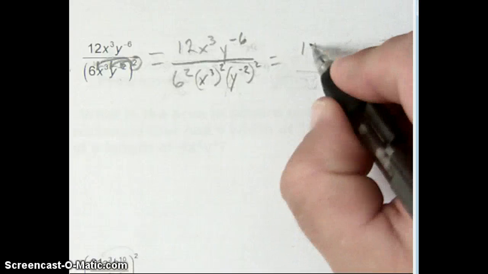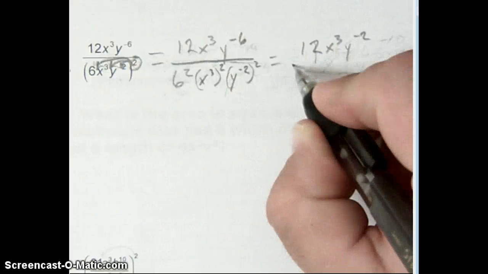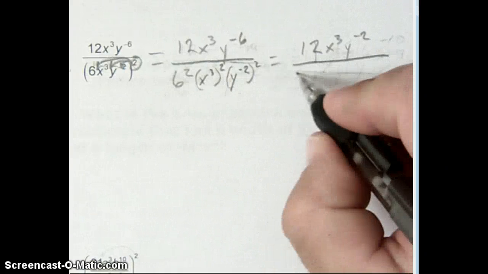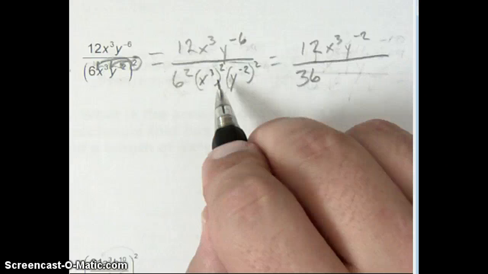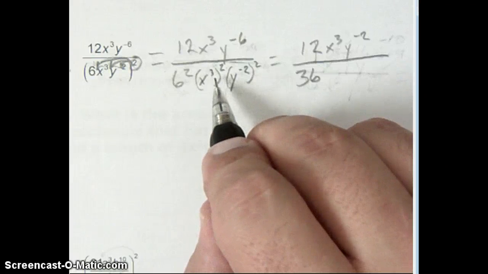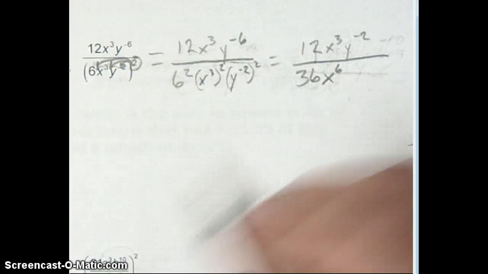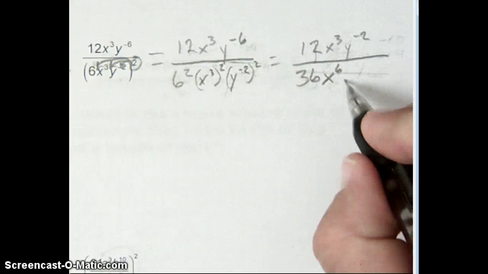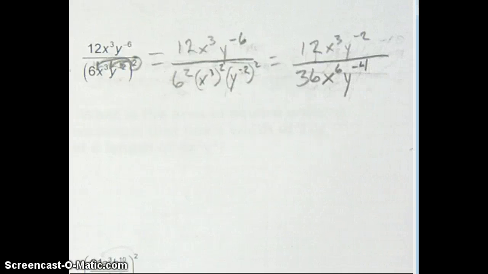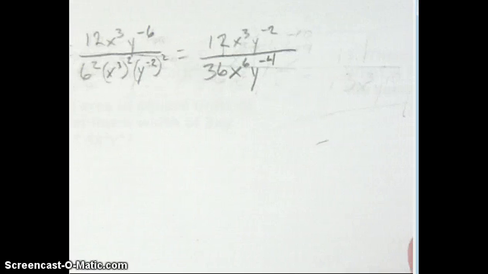I'm still going to end up with a 12 x cubed y to the negative 2 on top. On the bottom, 6 squared is going to change to 36, x cubed squared. That's the exponent to exponent rule, which in EMAN says we multiply. So 3 times 2 is going to make x to the 6th power. And then y to the negative 2 squared: negative 2 times 2 is a negative 4. So that's y to the negative 4. Alrighty. Now I've cleared out my parentheses and I can perform my quotient rule.